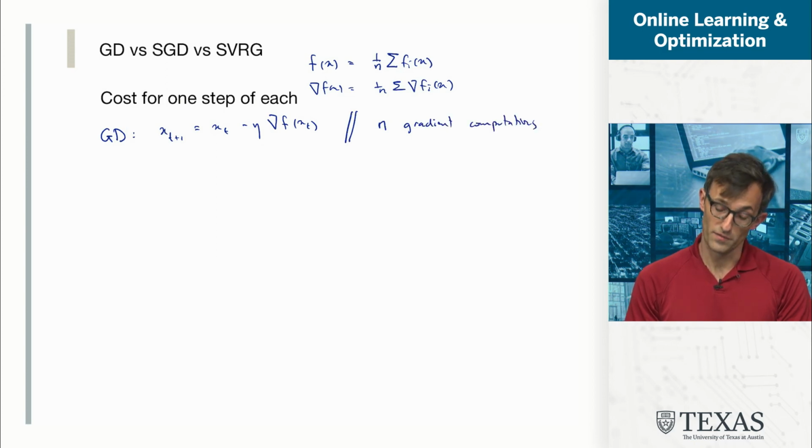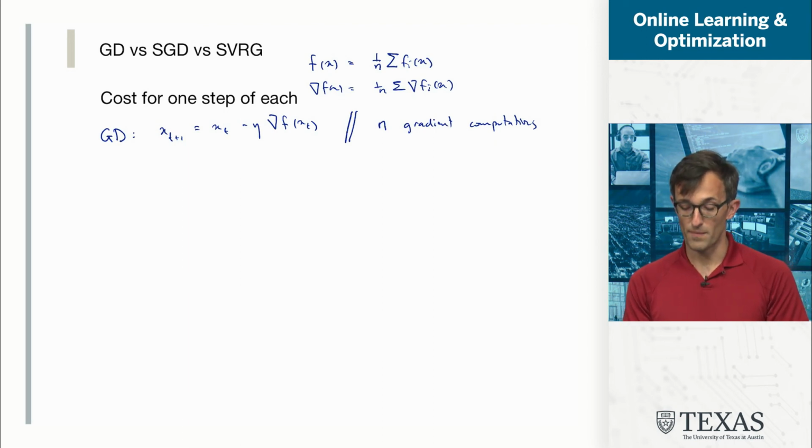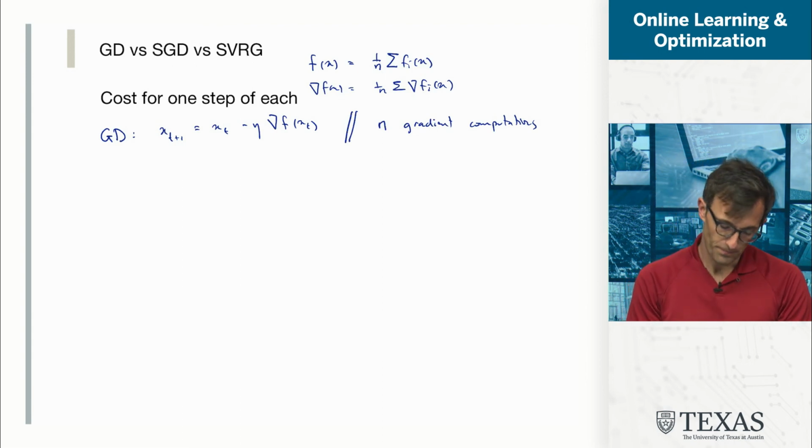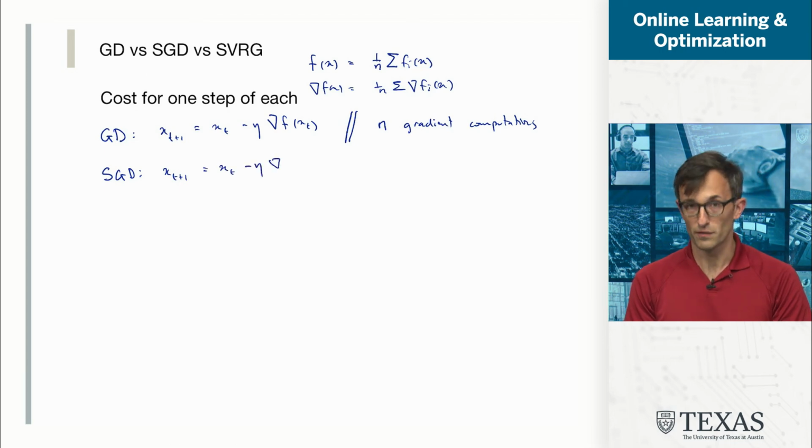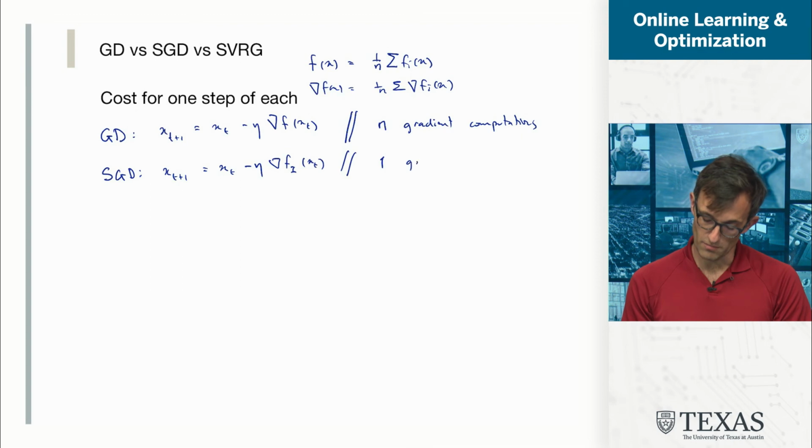Again, n is the number of data points in an ERM problem that would lead to this formula format, but just in general, n is the number of component functions fi that I have. What does SGD do? SGD says that xt plus 1 is equal to xt minus eta times the gradient not of the overall function f, but some randomly selected fi of xt. So this requires just one single gradient computation.